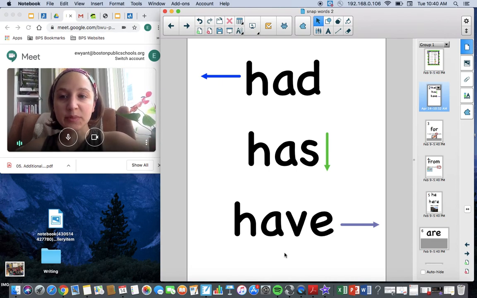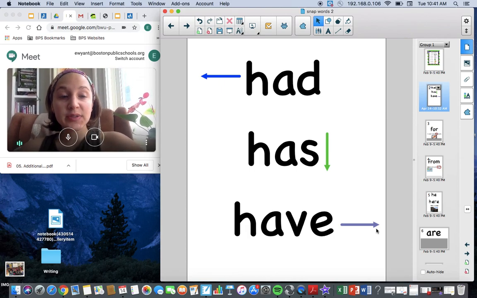So they all mean to own something, but we would use them in different ways. We will move on to step 2, read. I'll point to each word and you read them out loud at home. I just pointed to had. That was has. And that was have. You can pause the screen at home and keep practicing reading. Had, has, have. And of course you can make your own flashcards at home.